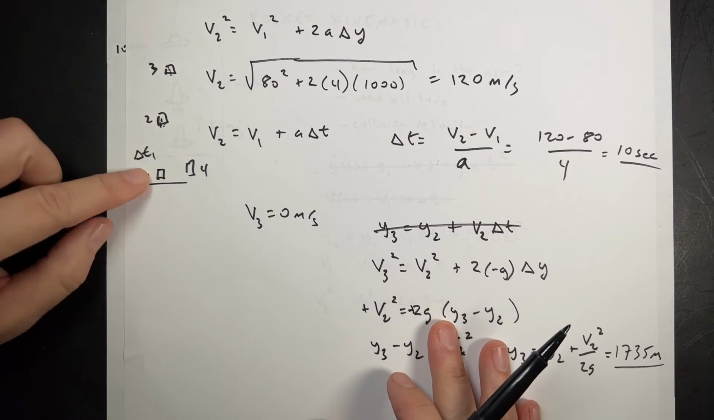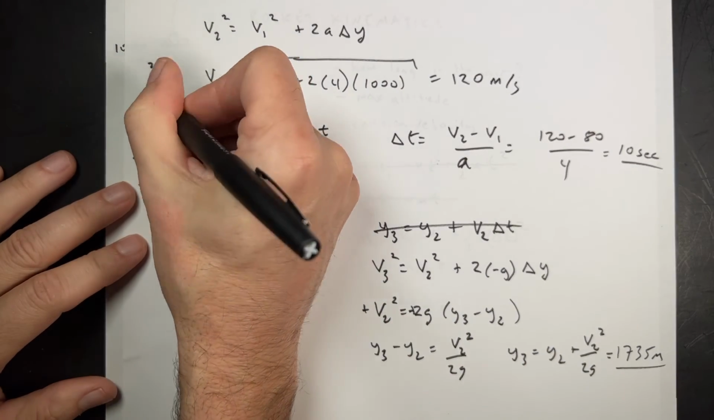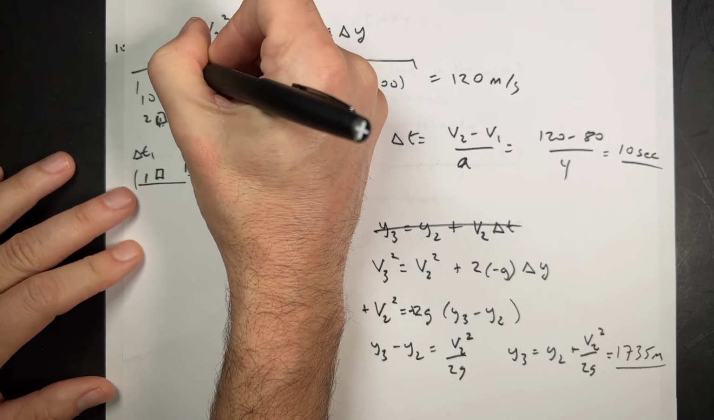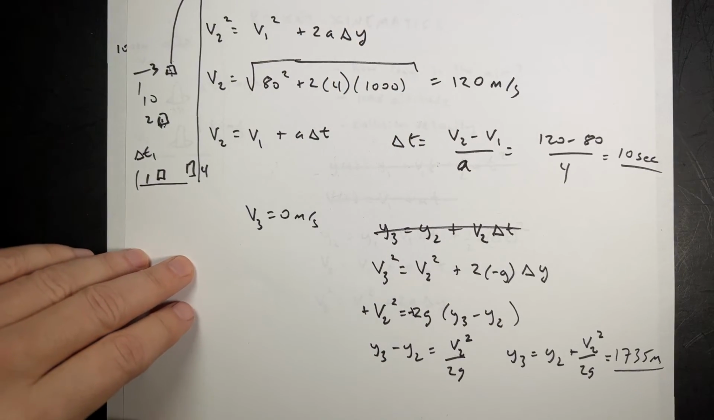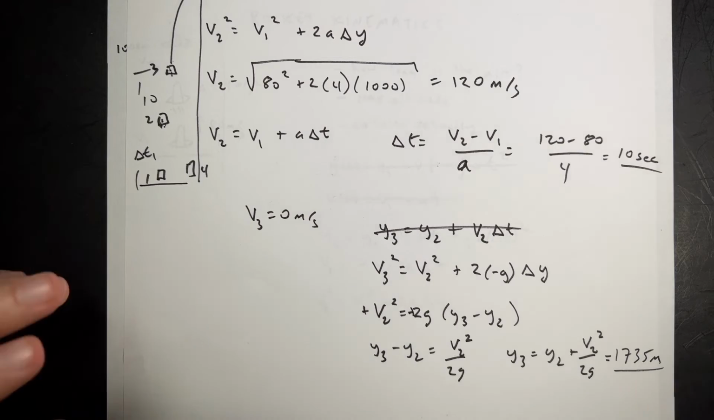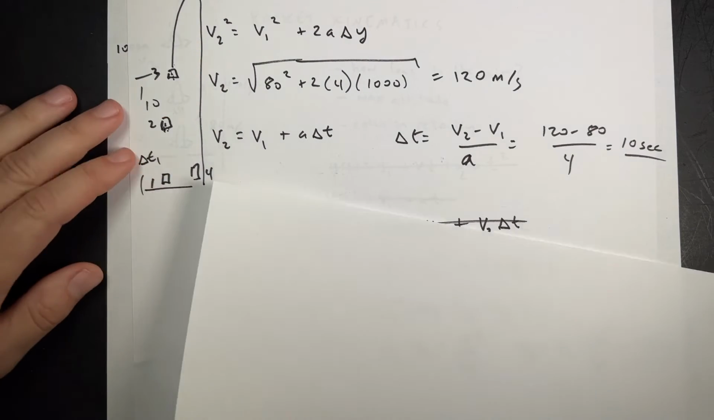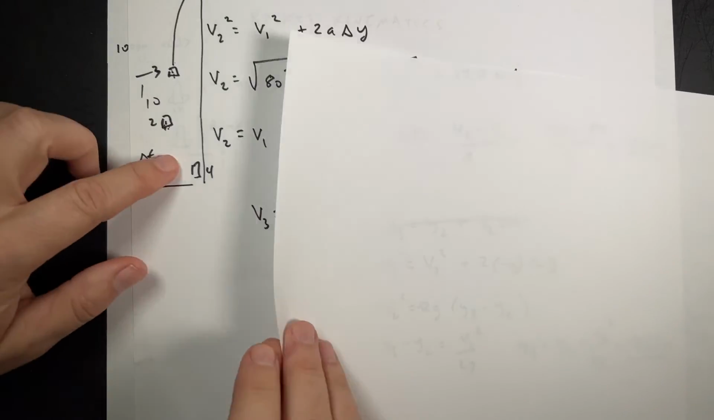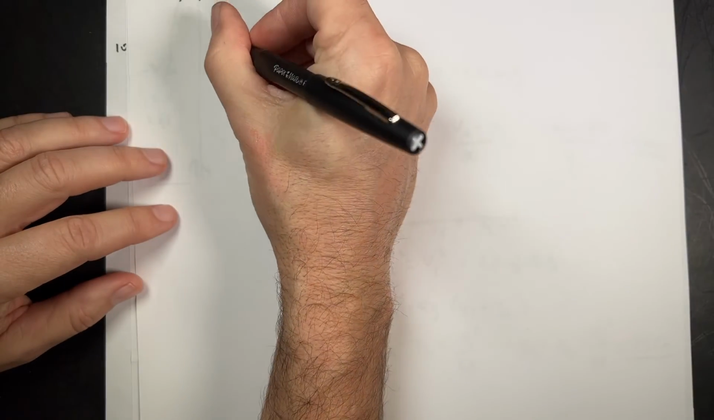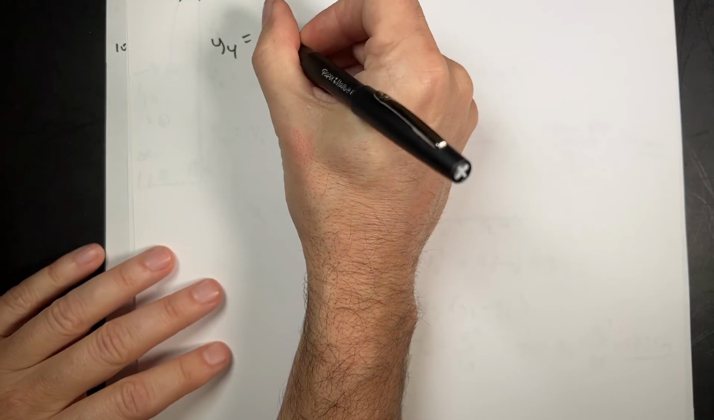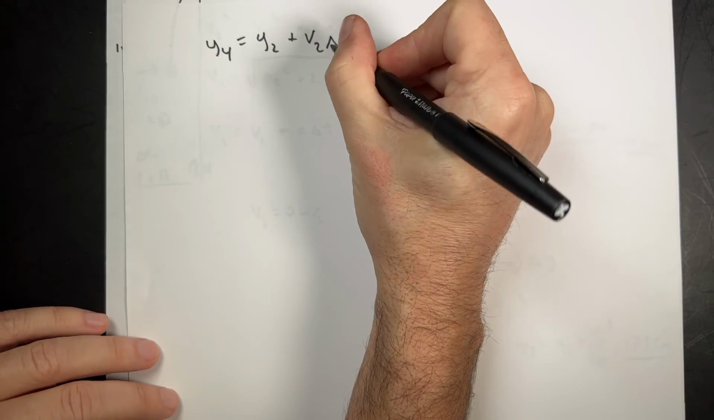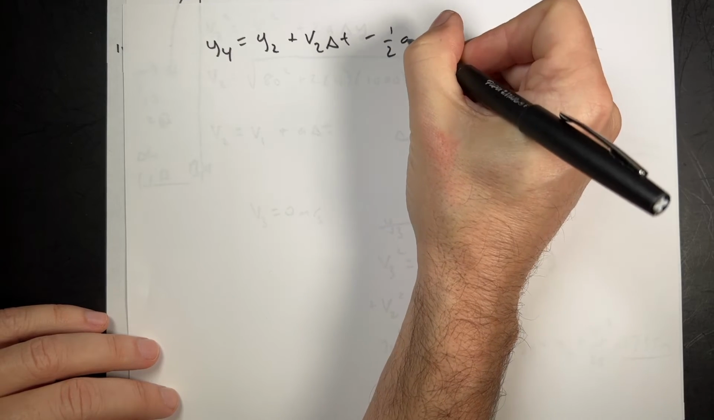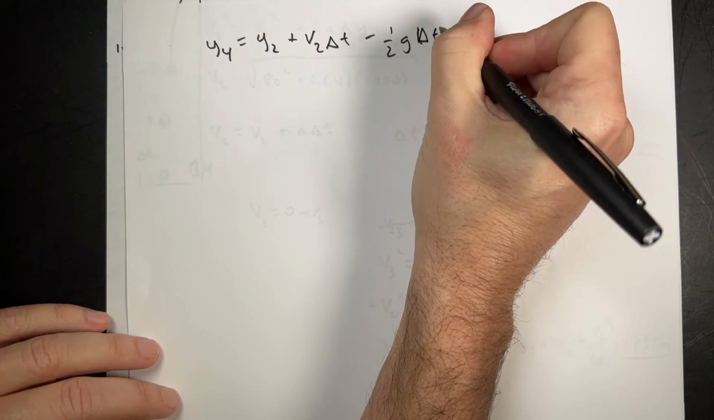Next, let's find out how long it is in the air. I know this is 10 seconds. So how long does it take to go from there back down to there? Let's just do another y equation. Okay, so the acceleration during this time is negative g. So I can say y4 equals y2 plus v2 delta t minus 1/2 g delta t squared.